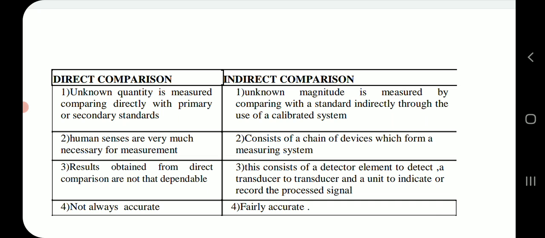Direct comparison, indirect comparison. Unknown quantity is measured by comparing directly with primary or secondary standards. Unknown magnitude is measured by comparing with a standard indirectly through the use of a calibrated system. Human senses are very much necessary for measurement. Consists of a chain of devices which form a measuring system. Results obtained from direct comparison are not that dependable. This consists of a detector element to detect, a transducer to transduce, and a unit to indicate or record the processed signal. Not always accurate, fairly accurate.